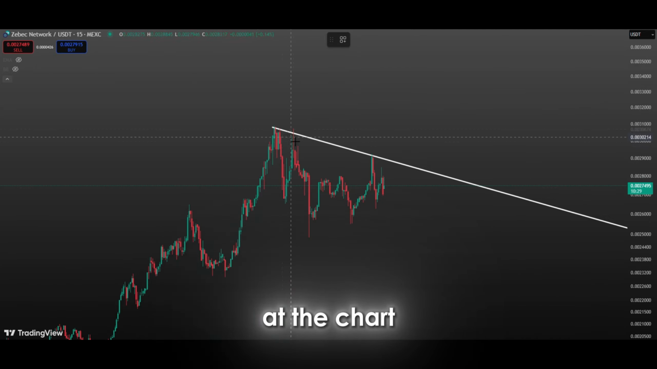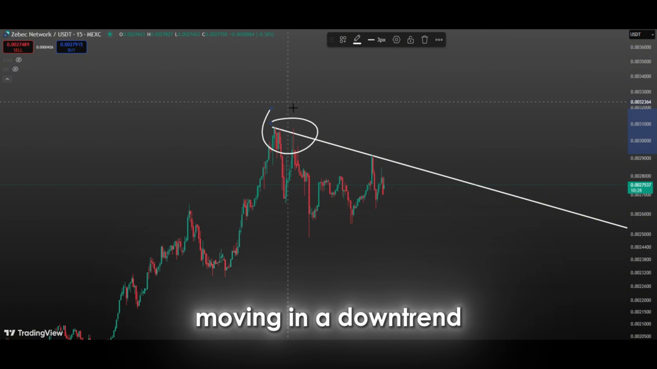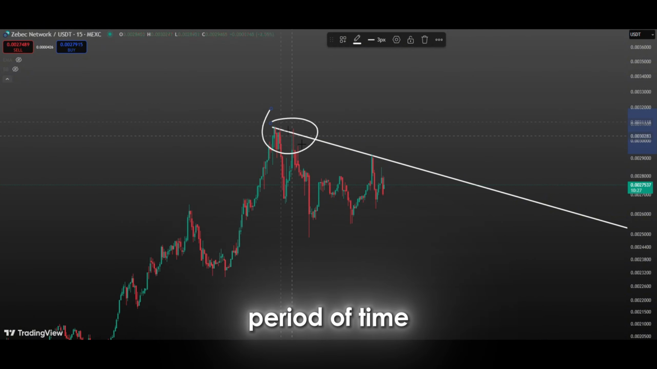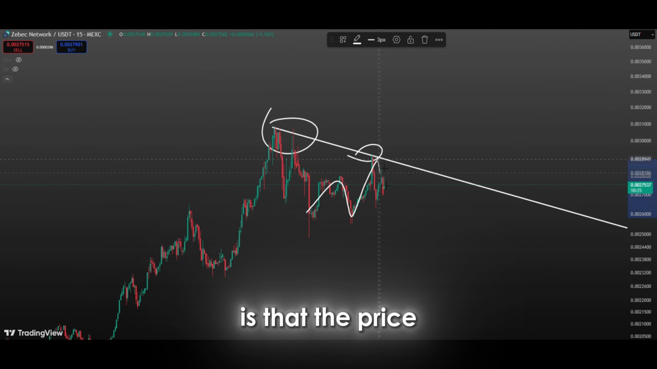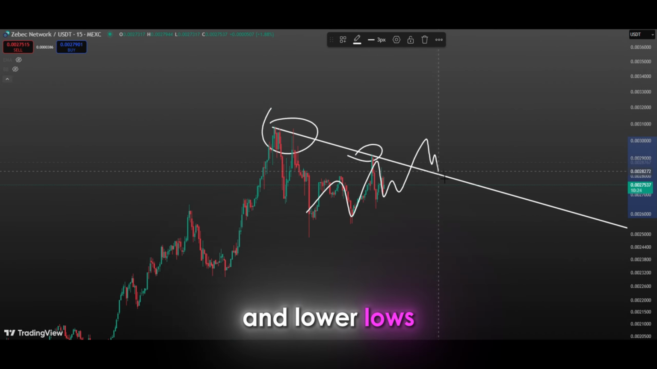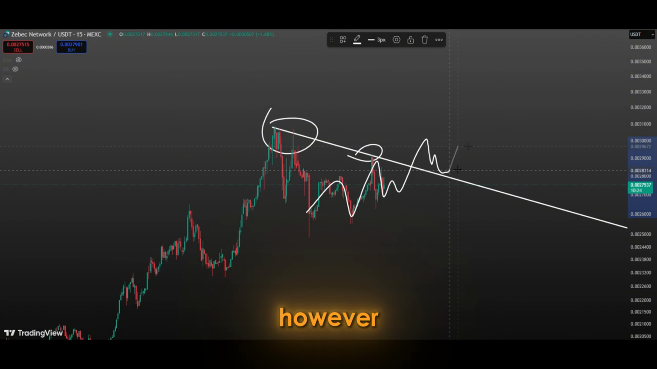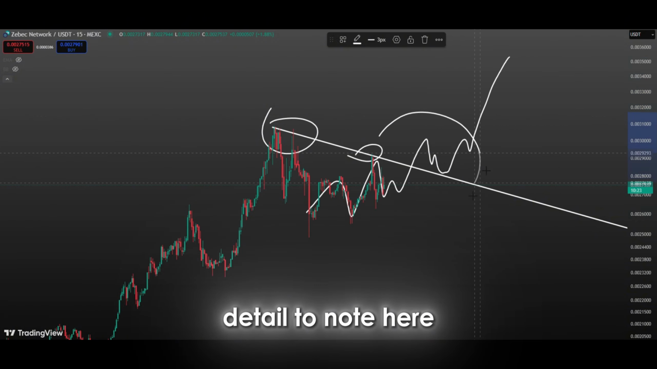A close look at the chart shows that the price has been moving in a downtrend for a certain period of time. That is a classic downtrend pattern. The main feature of this pattern is that the price makes lower highs and lower lows on each attempt. However, there is one important and positive detail to note here.